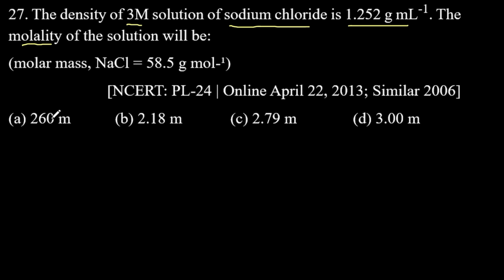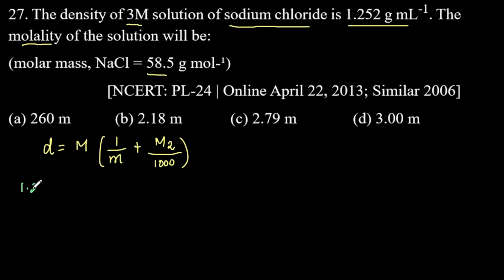So the relation between molarity and molality is density is equal to molarity multiplied by 1 by molality plus the molar mass of the solute divided by 1000. So here molar mass of the solute is molar mass of sodium chloride, which is given in the question itself. So we just have to substitute all the terms and find the value of molality, small m.